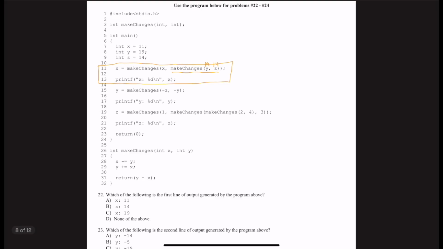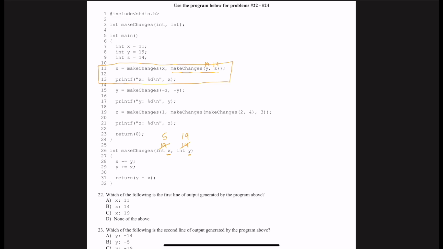Jump down to our function, x equals 19, y equals 14. Of course, remember that the names here in make changes are x and y. It doesn't mean that it's going to be the x and y that we had in main, it's just whatever we pass to it in the same order. So, anyways, going down to line 28, x minus equals y, so x equals 19 minus 14. That's going to be 5. Y plus equals 5, that's going to be 19.